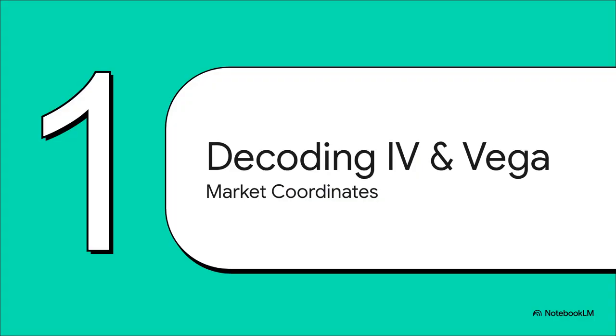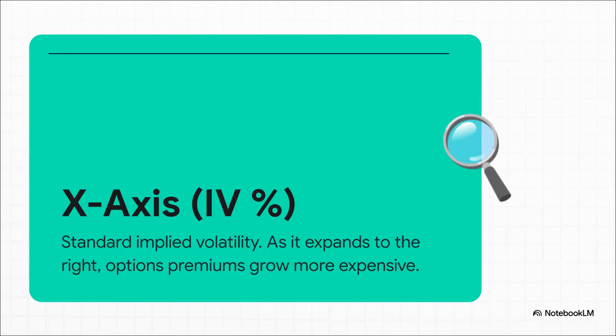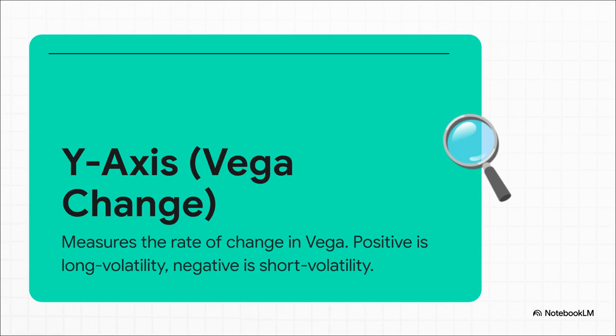Section 1. Decoding IV and Vega. So, our horizontal playing field is the x-axis, implied volatility, or IV. As you probably know, as IV expands out to the right, options premiums grow significantly more expensive. Basically, this is the cost of insurance just blowing out. And our vertical playing field is the y-axis, which measures Vega change. Moving up into positive territory, like +2 to +6, means accelerating long volatility exposure. Dropping down into negative territory, well, that signifies massive short volatility exposure, or severe structural Vega decay. So just remember, up is expansion, down is structural decay.